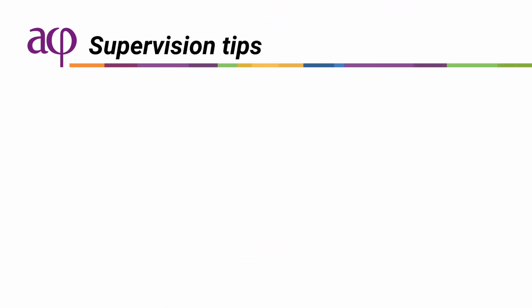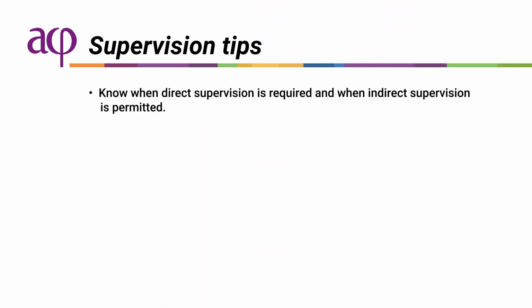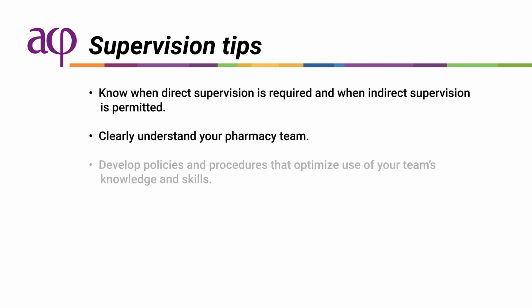Great. And finally, Greg, do you have any tips for pharmacy teams in implementing these supervision requirements? Sure. Know when to provide direct supervision and when indirect supervision is permitted. Clearly understand your pharmacy team. Know which team members are regulated and which are unregulated, and understand roles that each may take on. Ensure that unregulated individuals always work under direct supervision. Develop policies and procedures that optimize use of your team's knowledge and skills. Encourage pharmacy technicians to practice to full scope.